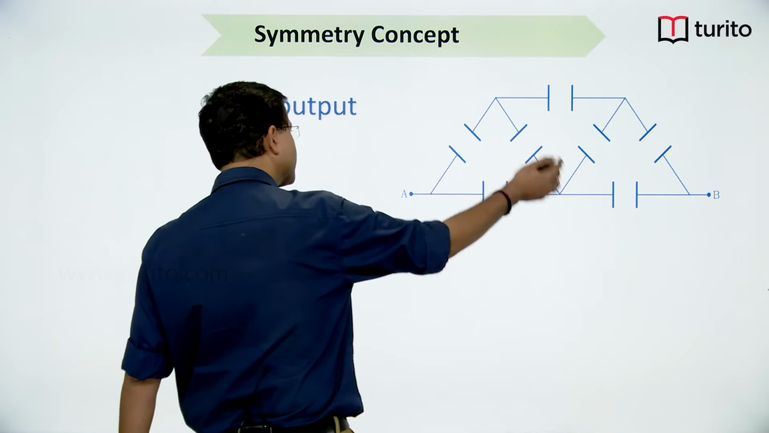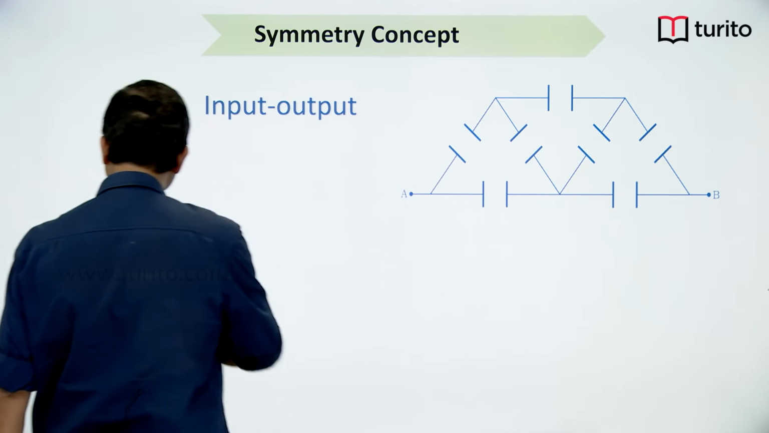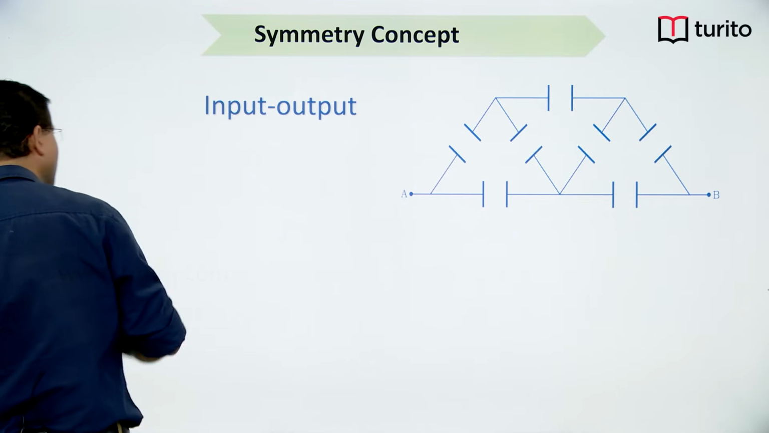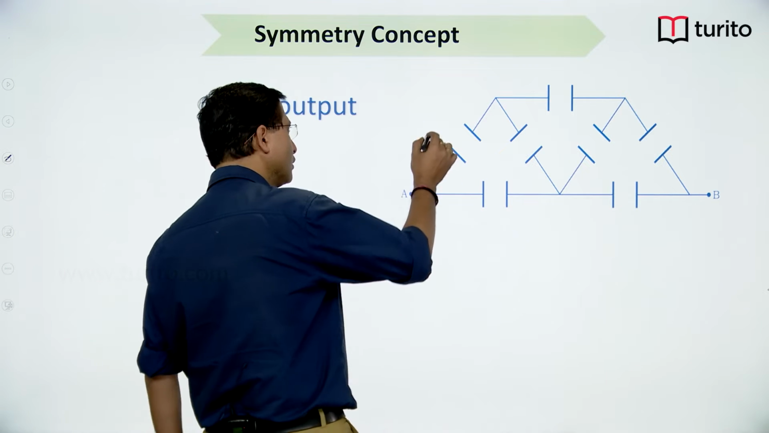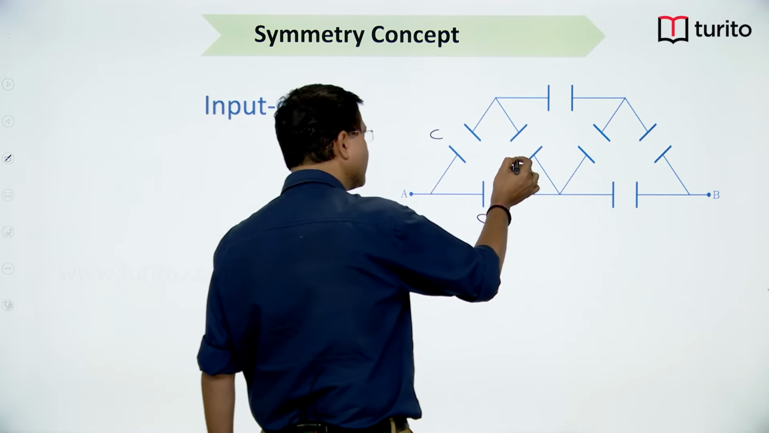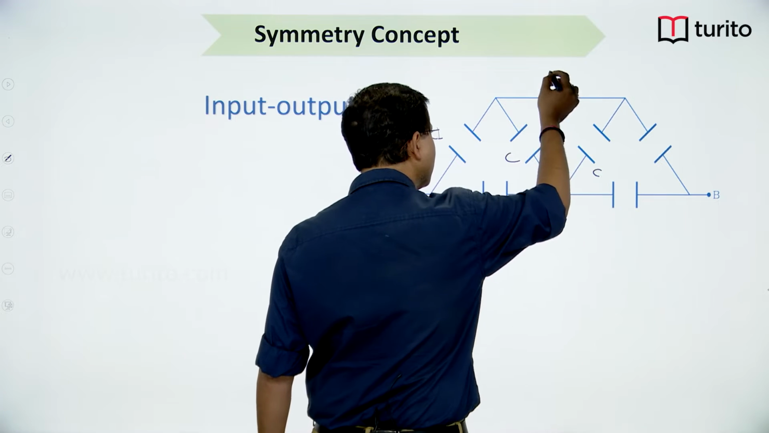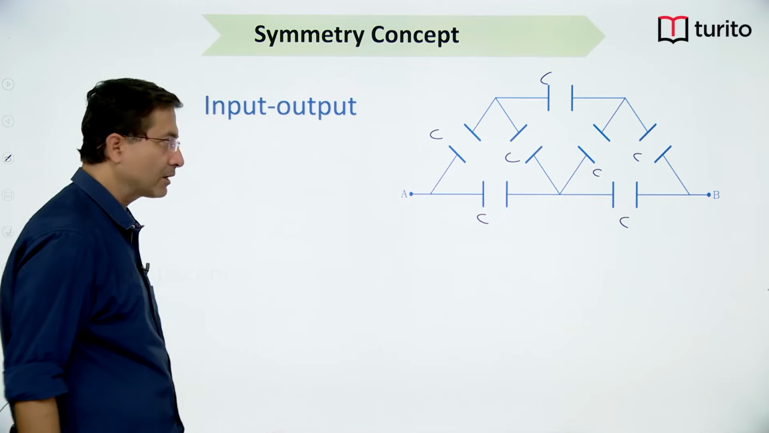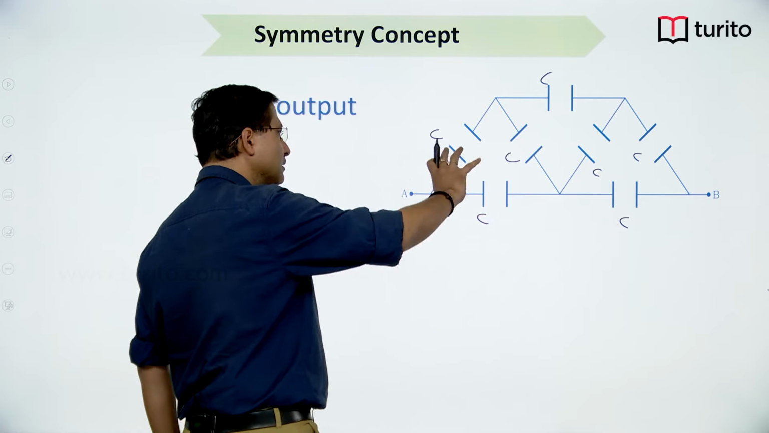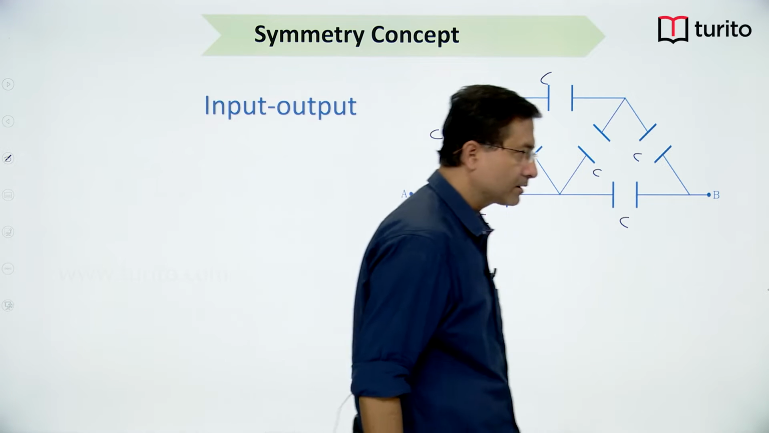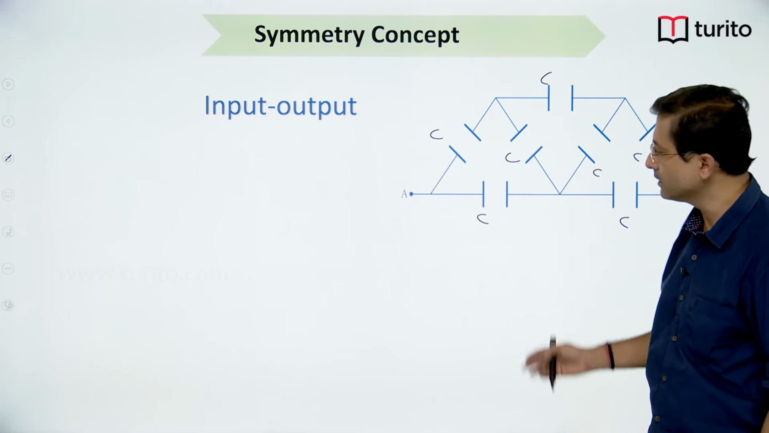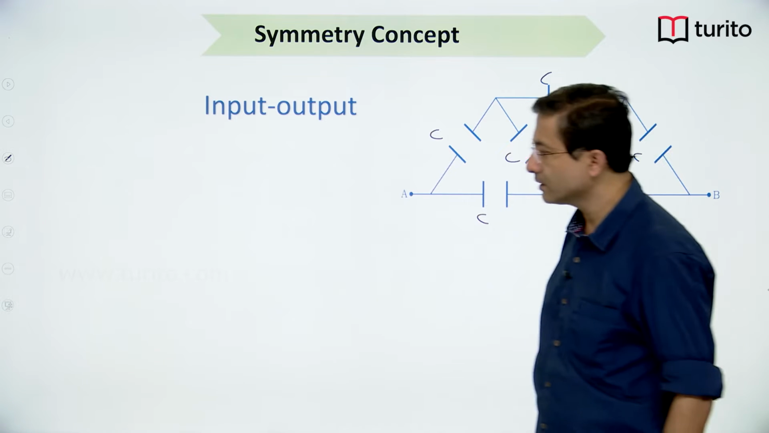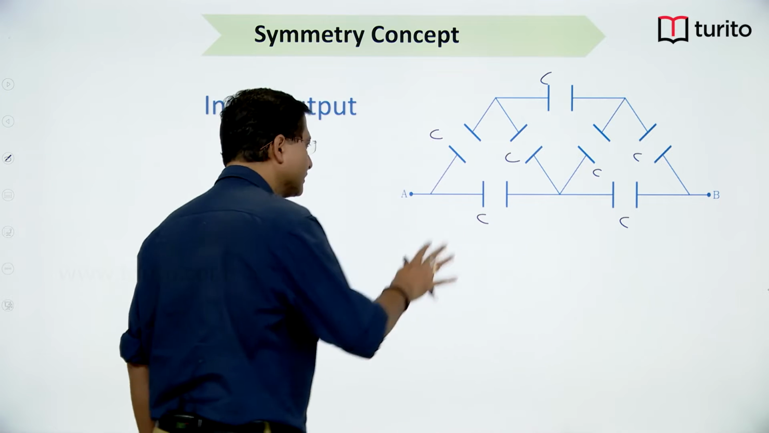So all capacitors are of capacitance C, and if all are of capacitance C, then whatever I see from this side, the same thing I can see from the other side, right. So when I try to enter into the circuit from this side, I will see the same thing that I am observing while entering from this side, right.